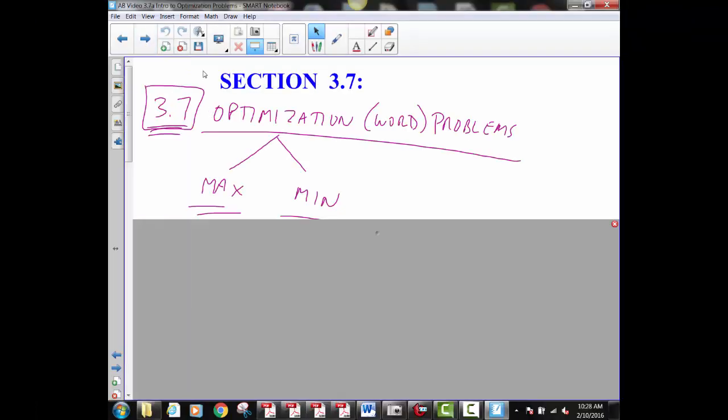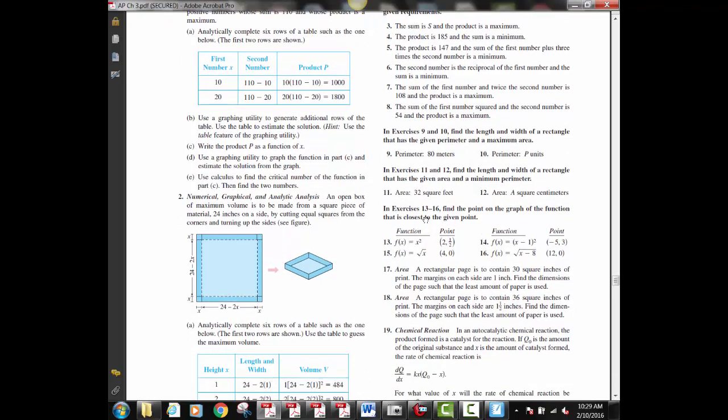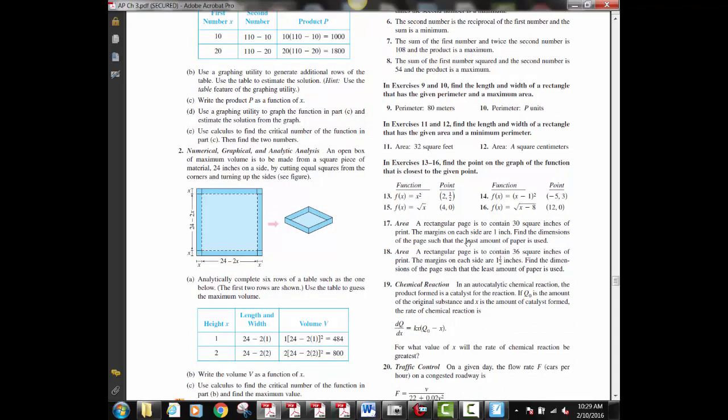Okay, so this is 3.7. They're basically word problems, application problems. Optimization means we're looking for maxes and mins. One of the things you're going to want to notice about all these problems: they want the product to be a maximum, the sum is the minimum, they want the sum of the first and so on to be a minimum. What gives the maximum area, what produces the minimum perimeter. Closest means minimum distance. Least amount of paper.